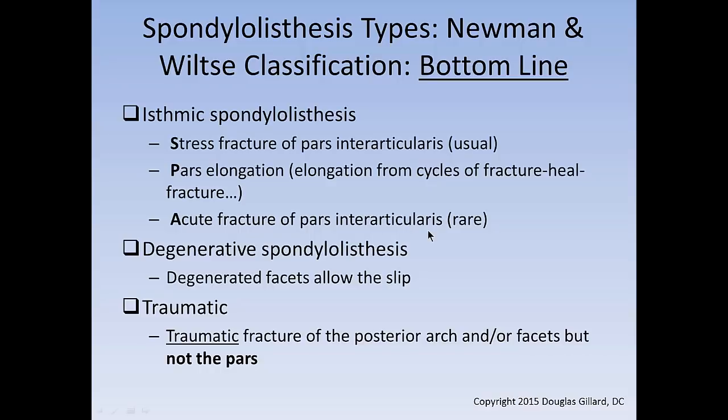Now you can have an acute fracture of the pars from trauma. This is actually very rare. If you're going to have trauma to the spine, it's probably going to be the transverse processes, the spinous process, the vertebral body. It's not typically the pars interarticularis.